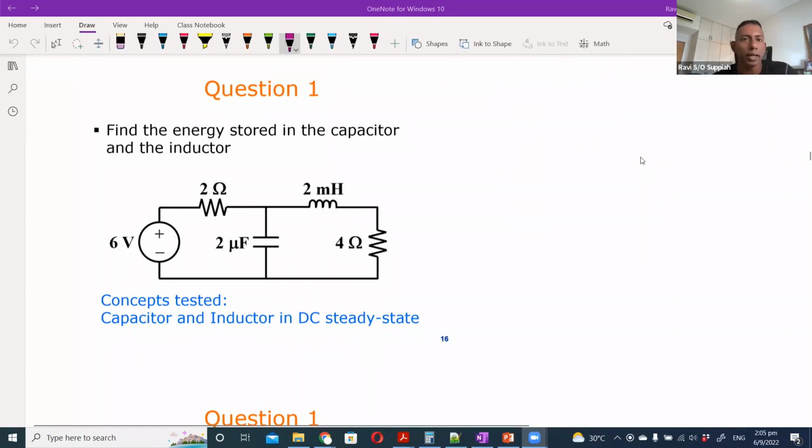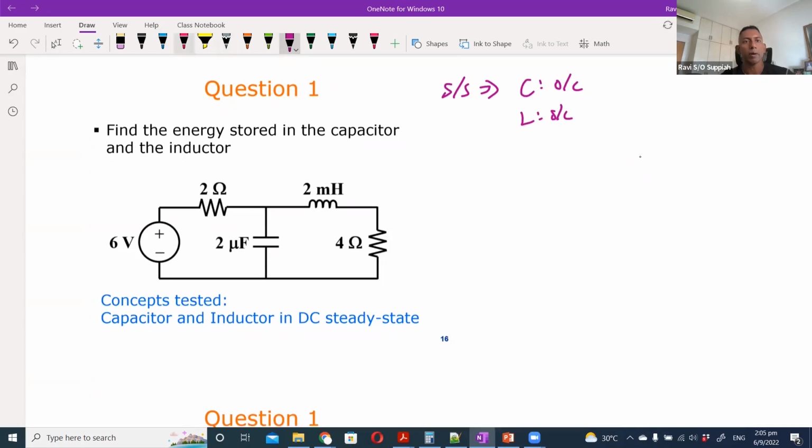In the first question, we are given a DC source with a circuit where we have two resistors, a capacitor, and an inductor. Find the energy stored in the capacitor and the inductor. What we want to understand is how the circuit behaves in steady state. Once we reach steady state, two things: the capacitor is considered an open circuit, and the inductor is considered a short circuit.